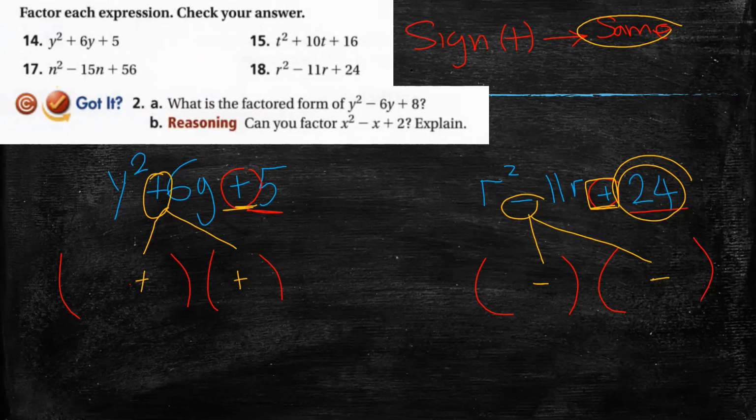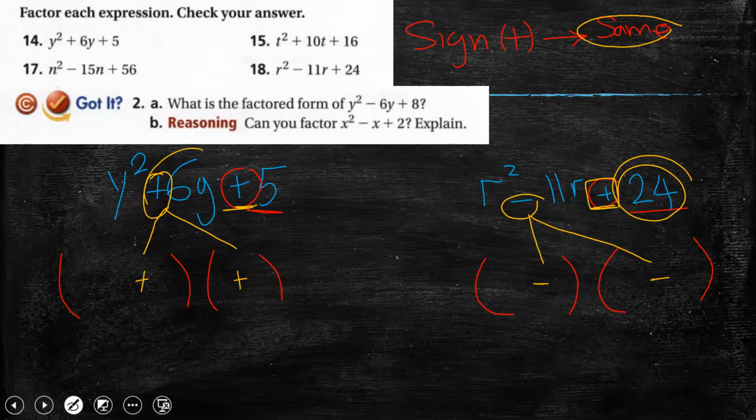Okay, now is it clear? So if the sign of C, the sign of the constant, is positive, be careful. If the sign of the constant is positive, it means we have the same sign. Same sign of what? Of the two brackets here. The same positive or the same negative.